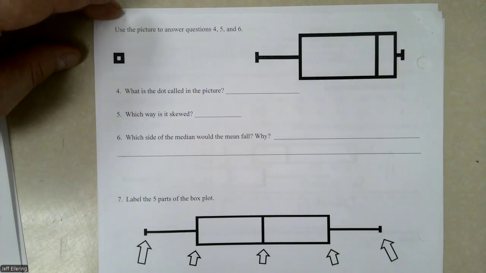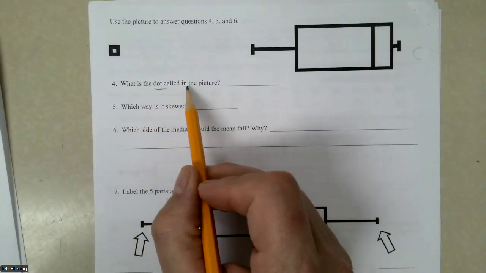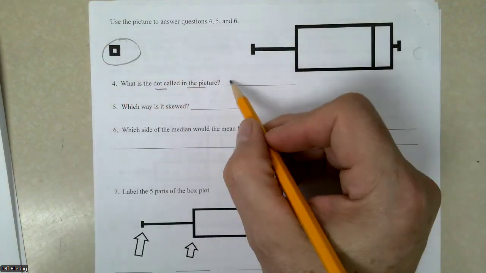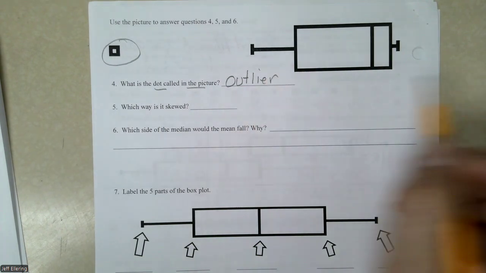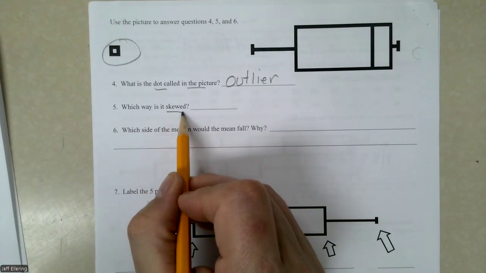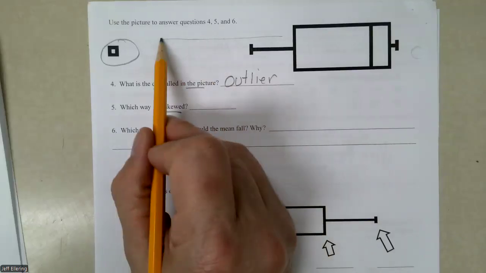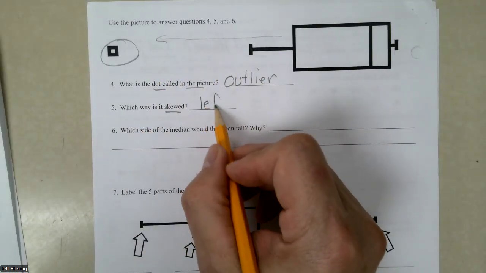There we go, page 2. I went too far. All right, page 2. Use the picture to answer questions 4, 5, and 6. What is the dot called in the picture? Remember, that is called an outlier. Which way is it skewed? Well, the outlier is pulling it to the left.